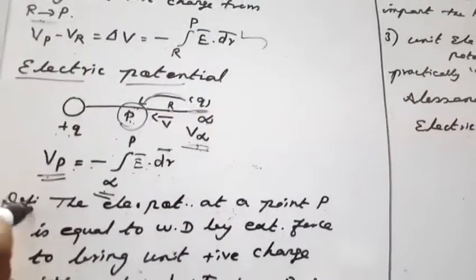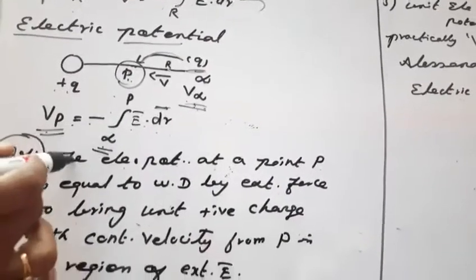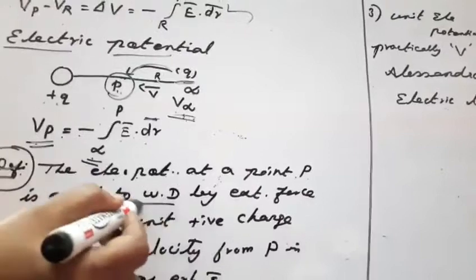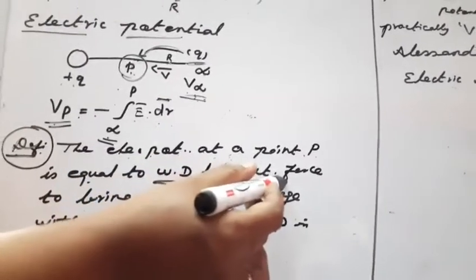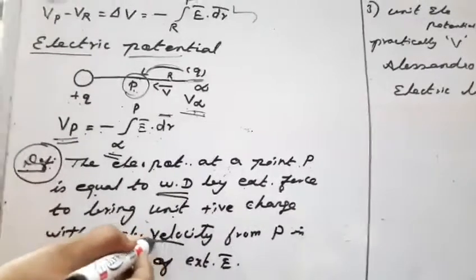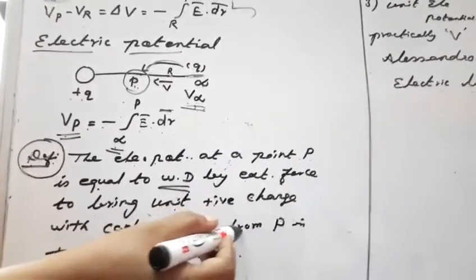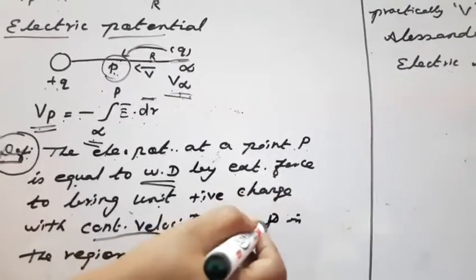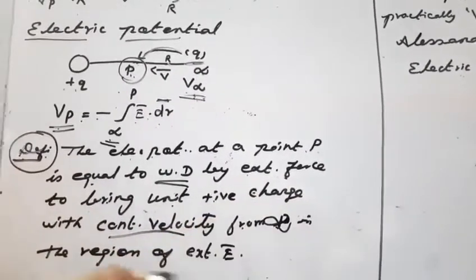Therefore, the definition of electric potential is: the electric potential at a point P is equal to the work done by an external force to bring a unit positive charge with constant velocity from infinity to that point P in the region of the external electric field E.